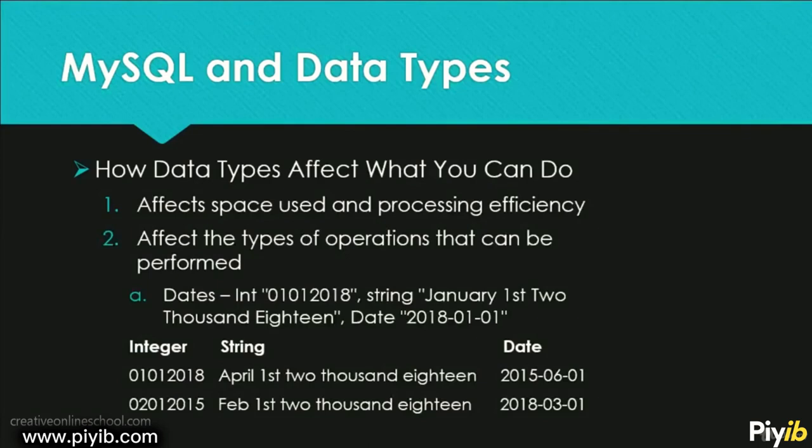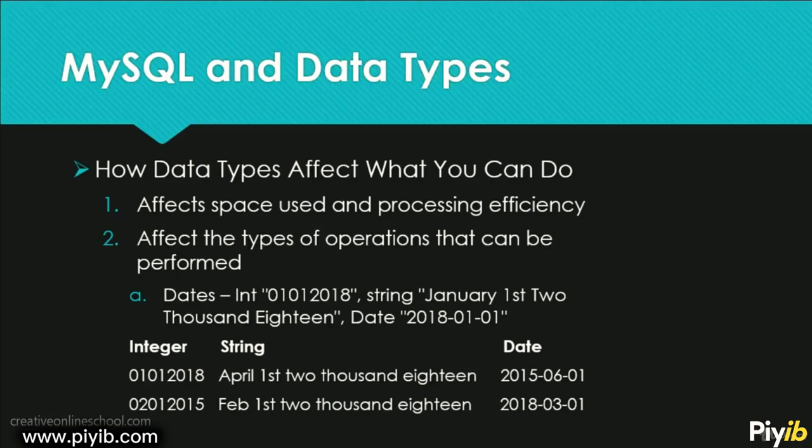Now let's talk about how choosing a data type affects what you can do with the data. We have already mentioned several ways that the data type can affect the space used as well as your processing efficiency, but let's talk about something more tangible. That is, how the type affects what you can do with the data. For example, it is possible to store a date as an int or a string instead of as an actual date, and as long as all you are doing is storing and retrieving the date, that's fine. But let's say you then wanted to order the dates so that you had them from oldest to newest. Let's take a look at what happens in the chart below.